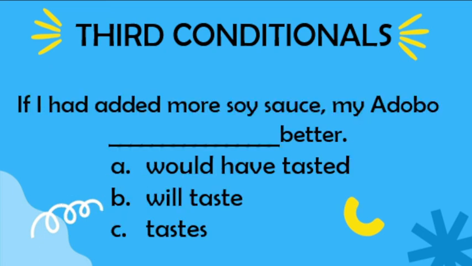Let's have more example. If I had added more soy sauce, my adobo blank better. Okay? If clause, if I had added more soy sauce. Kung nagdagdag lang sana ako ng mas marami pang toyo. Ito yung pinagsisihan niya na hindi niya nagawa in the past. Pero kung naganap sana ito in the past, ano yung magiging result? My adobo would have tasted better. Would have plus yung verb na tasted.